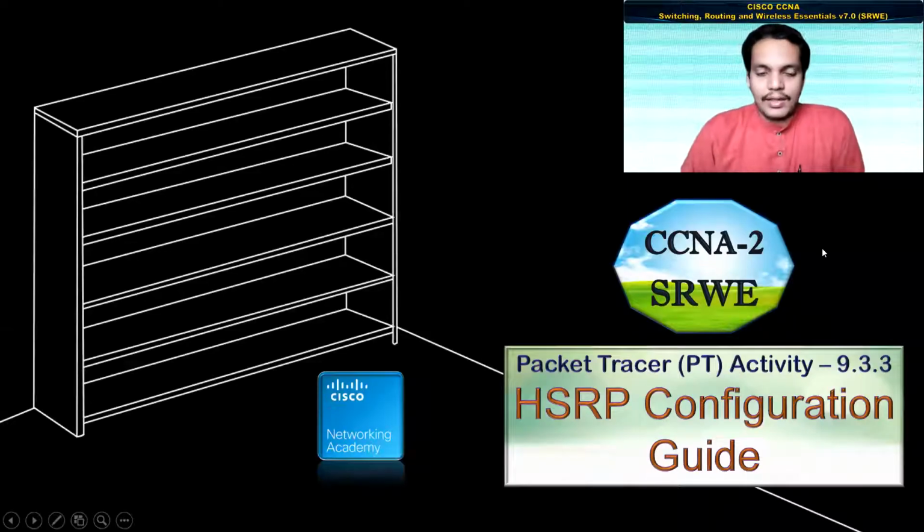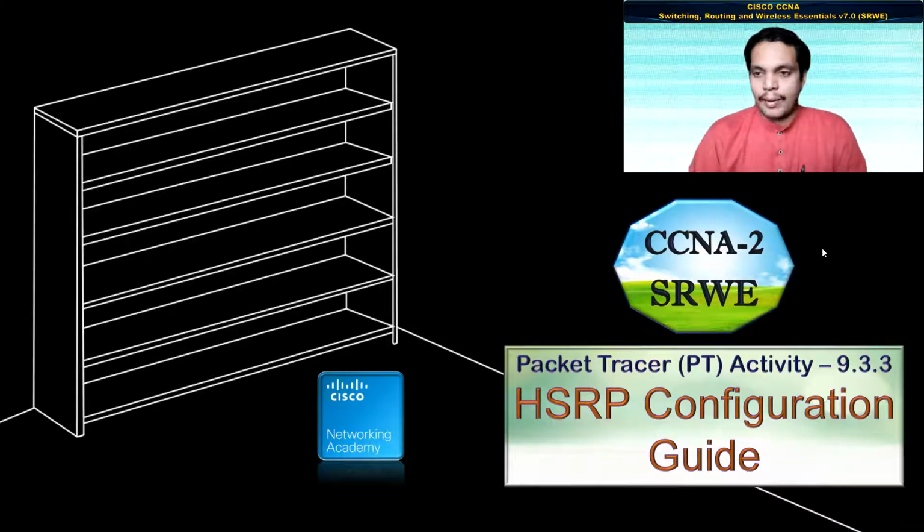Everyone, welcome back. In the last module, module number 9, we discussed the concepts of FHRP and the HSRP protocols, why we need FHRP, and also the functionality of HSRP. In this video, I'm going to demonstrate packet tracer activity 9.3.3, where we work with HSRP, observe how the election process takes place, and see how we can create FHRP to provide redundancy if a default gateway router fails. So let's check it out.